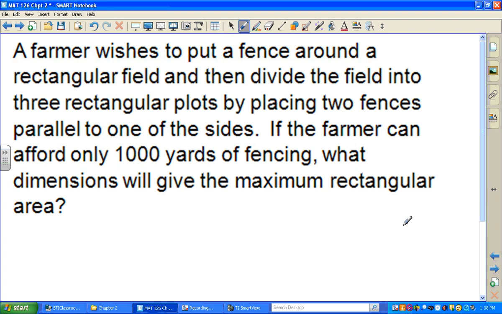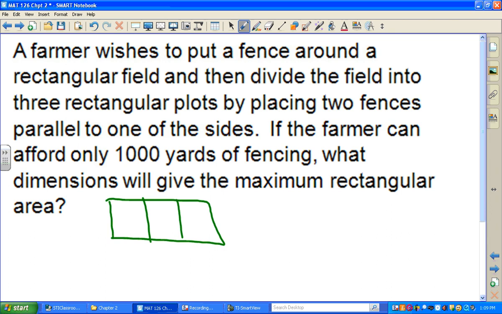The hardest thing about this used to be question number 5 in the old calc exams. They could never figure out the picture, how to draw it. A rectangular field and divide it into 3 rectangulars. There you go. Well, they were so hyped up from questions 1 through 4, they got to this one, they were just dead in the water. Anyway, by placing 2 fences parallel to one of the sides.